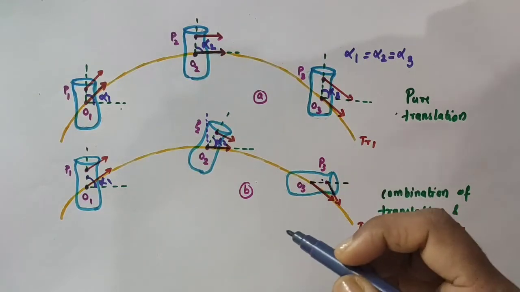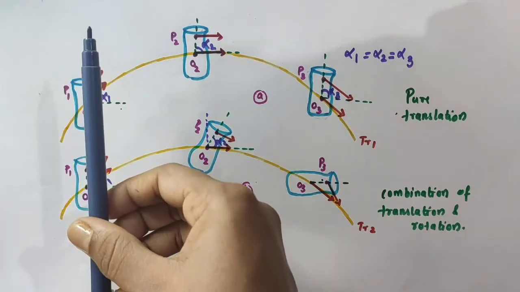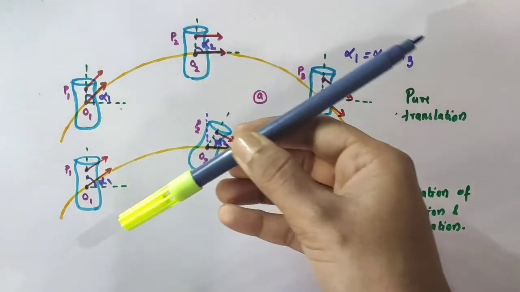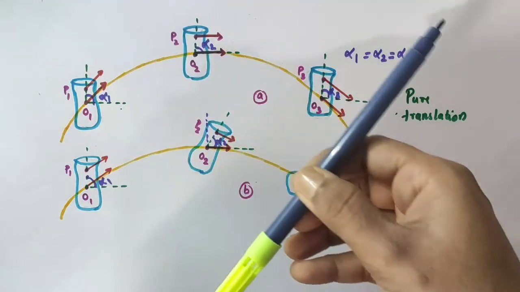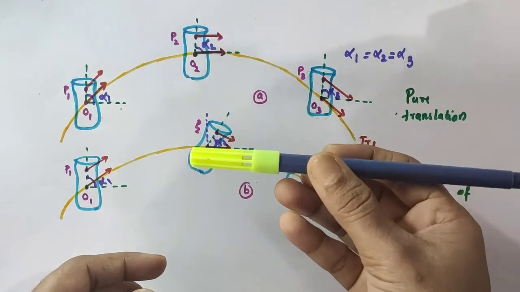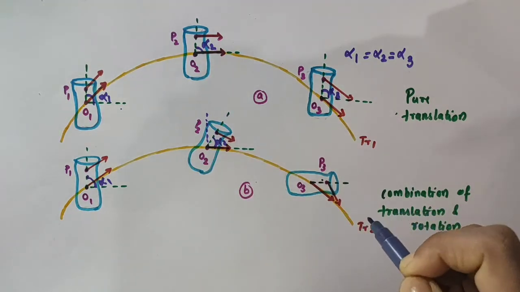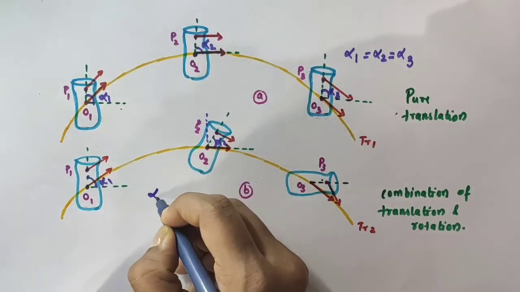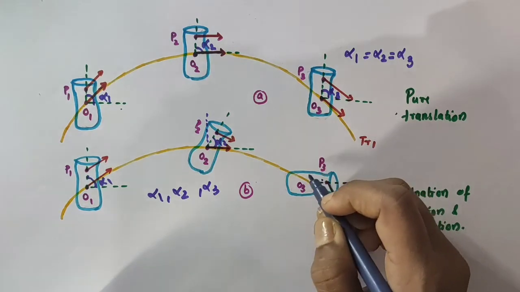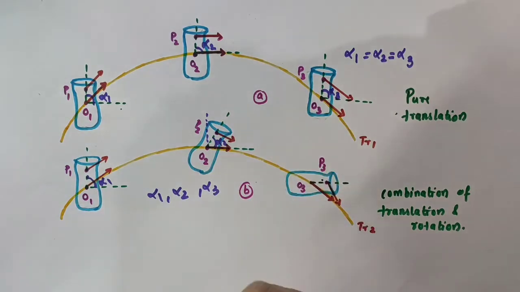That is, along with the translation, it is rotating too. If you consider this as a cylinder, it is initially here, then after some time it reaches here, and after some time it reaches here. So it changes its position like this. That is, it is translating and along with it is rotating. That is why we consider that motion as a rolling motion, a combination of translation and rotation. So here are the angles alpha 1, alpha 2, and you can consider alpha 3, which is the angle made by O3P3 with the horizontal. They may all be different.